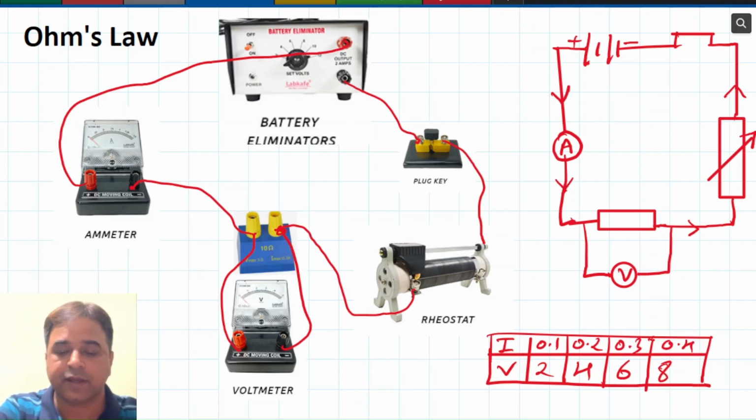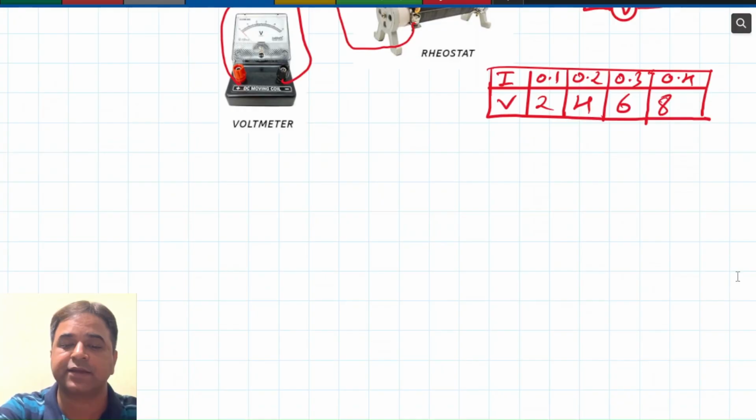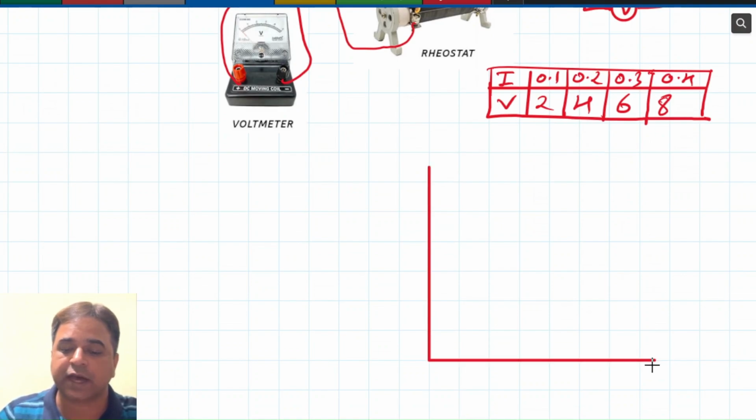Now if we have to plot a graph for this, what kind of graph will you get with this? So here we are plotting a graph of V versus I.